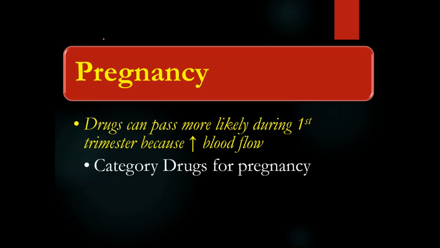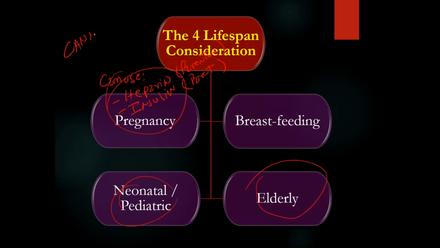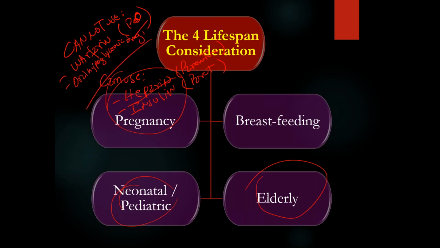What you cannot use in pregnancy are, number 1, warfarin. Warfarin is an anticoagulant, similar to heparin, but warfarin is PO, enteral, and heparin is parenteral. The other one you cannot take is the oral hypoglycemic drugs. So no warfarin, no oral hypoglycemic drugs. You can use heparin and insulin because they do not pass the placenta barrier.